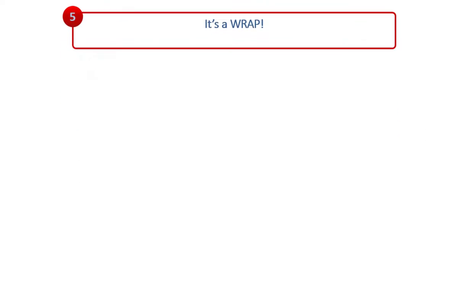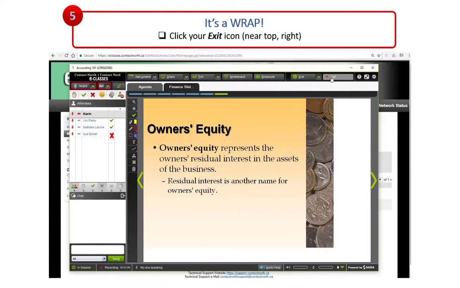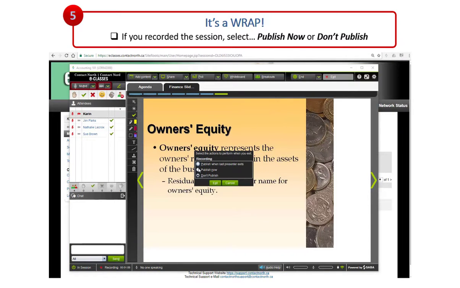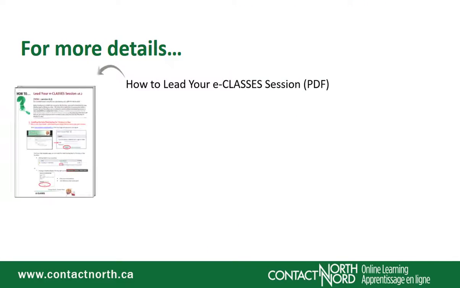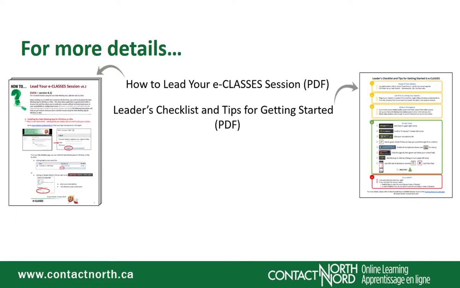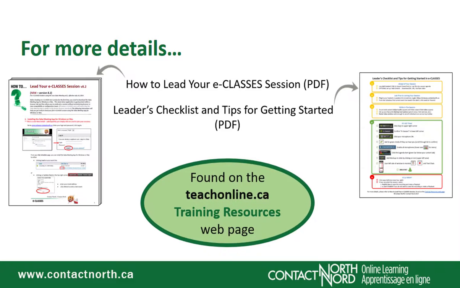When your session is finished, click on the Exit icon in the top right corner. Select Publish Now if you wish to save the recording and make it available as a playback for participants. For more details, or to print out the steps covered in this video, see the Training Resources page at teachonline.ca.